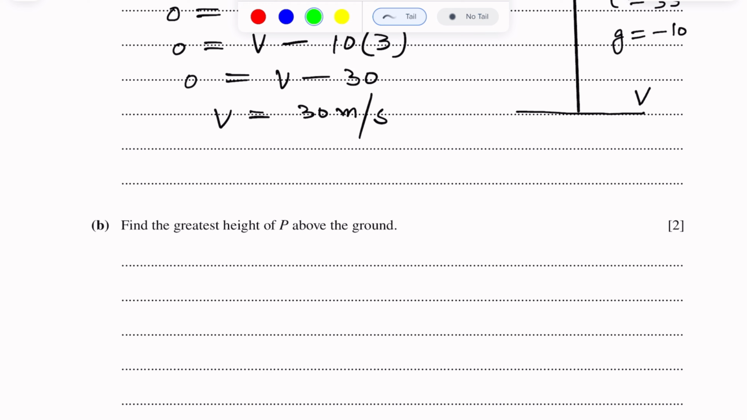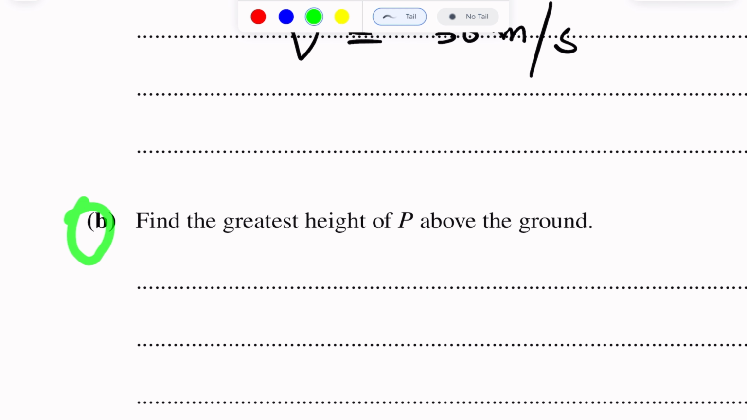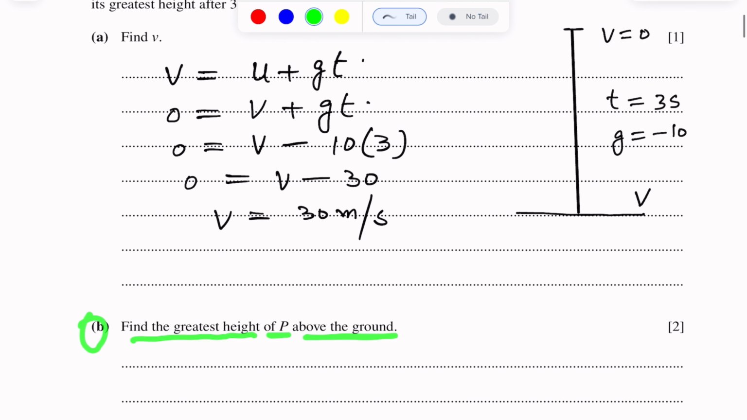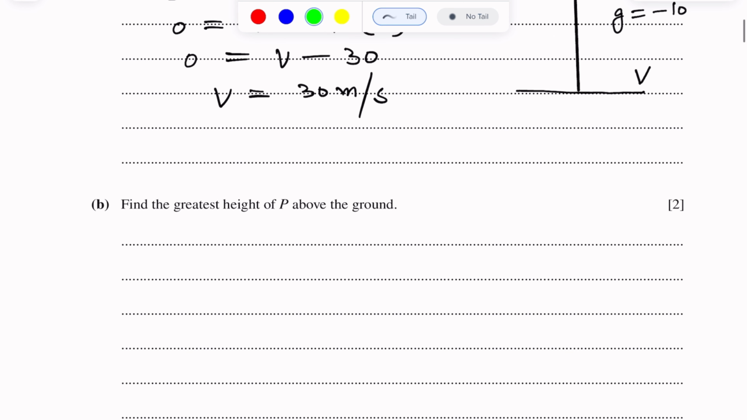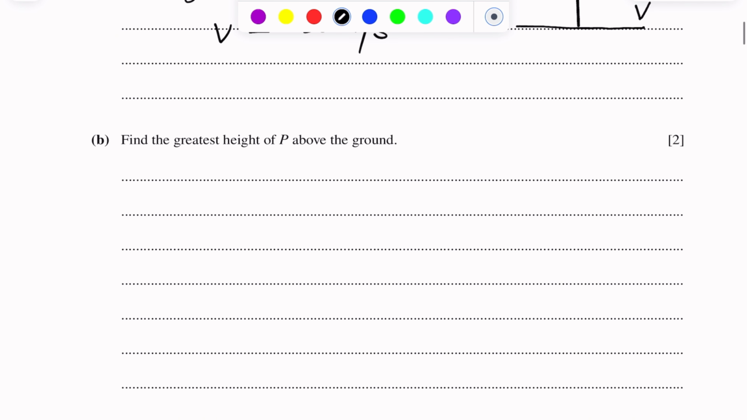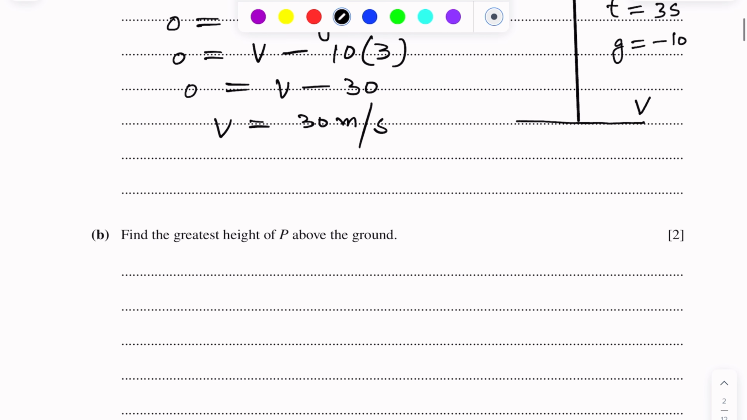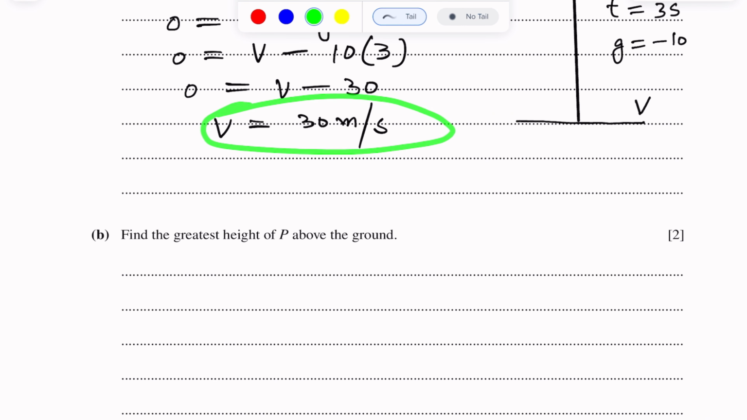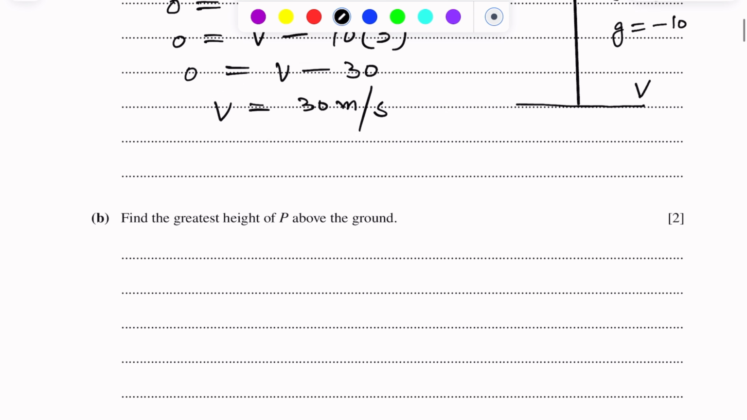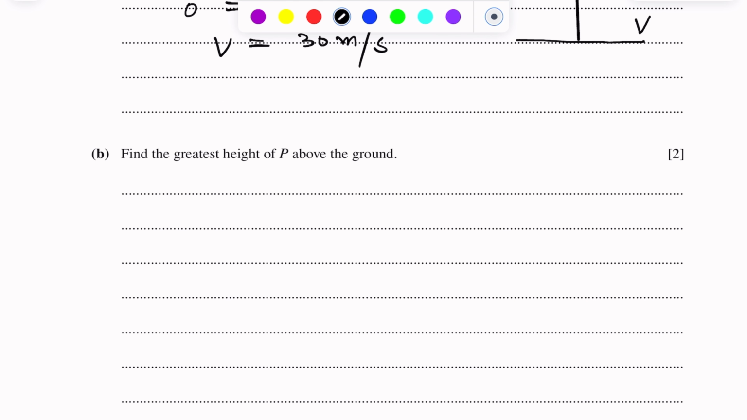The part B of this question is, find the greatest height of P above the ground. Now we have to find this greatest height of the particle P. Now we use this equation. Initial speed of the particle is 30 meter per second. So height will be, we are using this formula, height is equal to ut plus 1 over 2 g t square.